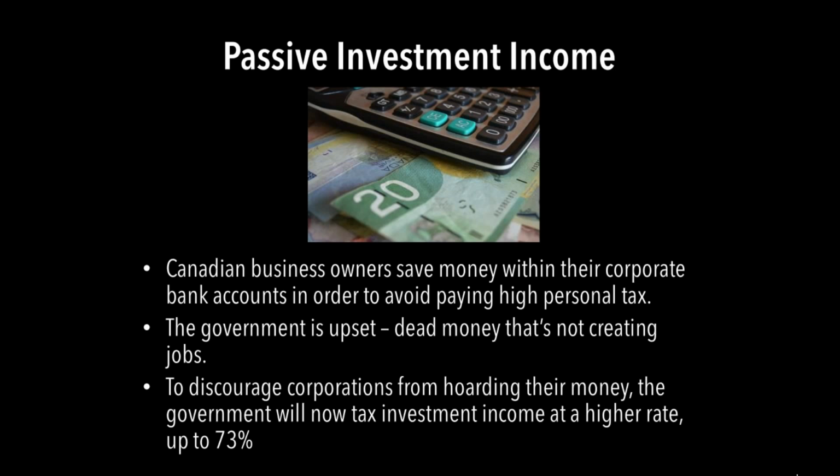So to discourage corporations from hoarding their money, the government will now tax investment income at a higher rate of up to 73%. Let's just step back. You may have bonds in your business, mutual funds, real estate investments that are held by your corporation. What I'm telling you now is that the effective personal and corporate tax rate combined is almost 73% on those investment dollars earned, the investment income earned. Who in their right mind would now make investments through a Canadian private corporation just to give 73% of it away to the taxman? I'm not. Let's look at an example, please.